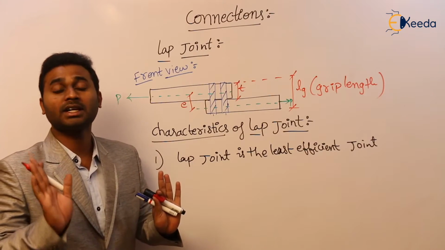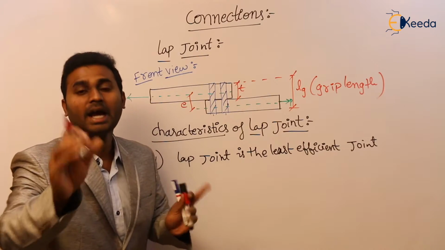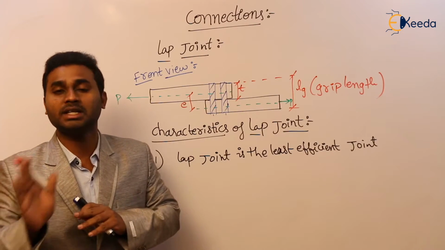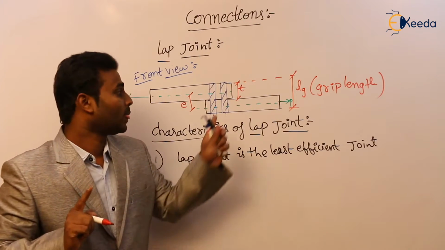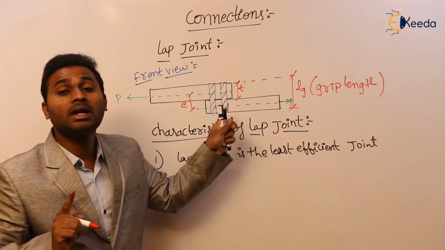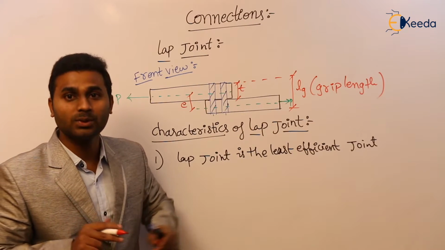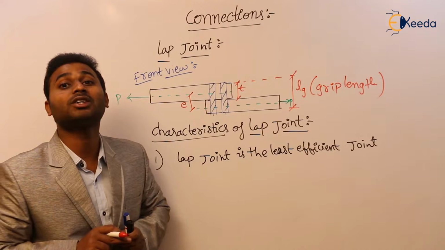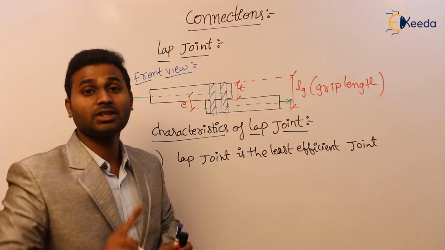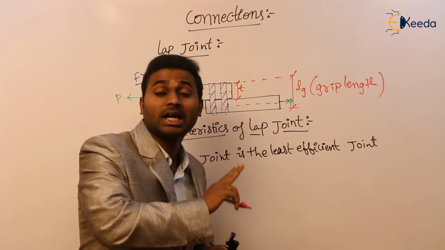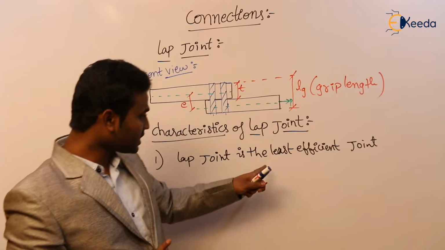It means the connection has to take only that load P and transfer it from one plate to the other plate. That is the main purpose of providing connections. But in addition to that load, here the bolted connection is subjected to moment also because of the different lines of action of the two forces. Agree or not? So because of the different lines of action of forces, this bolted connection is subjected to moment. That is why it is least efficient.